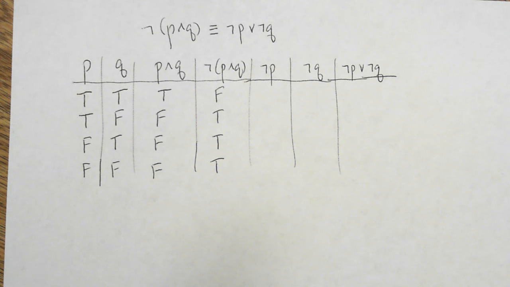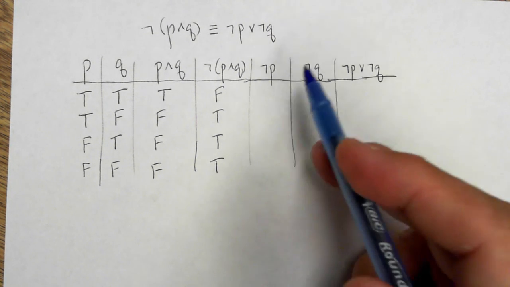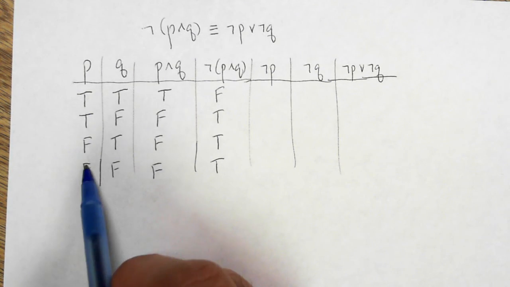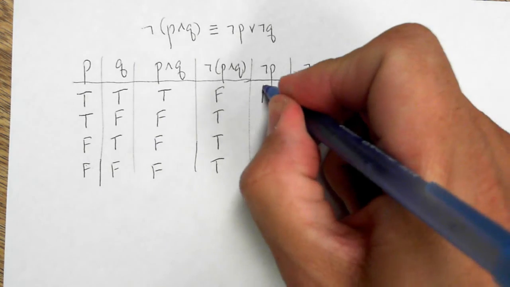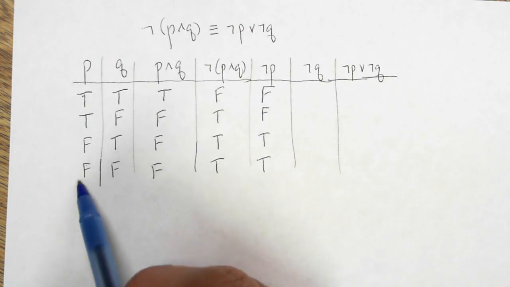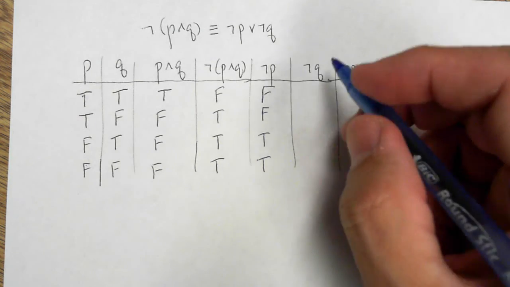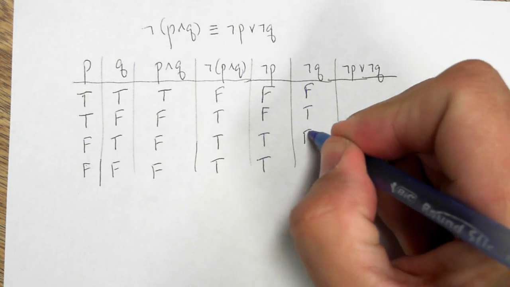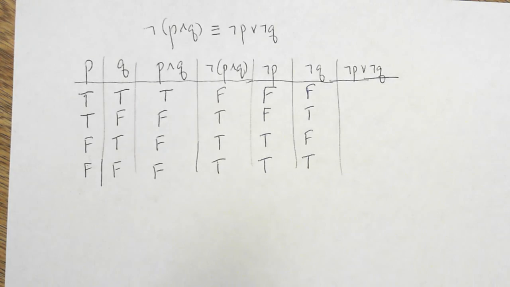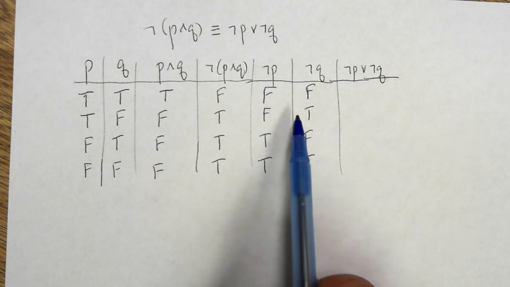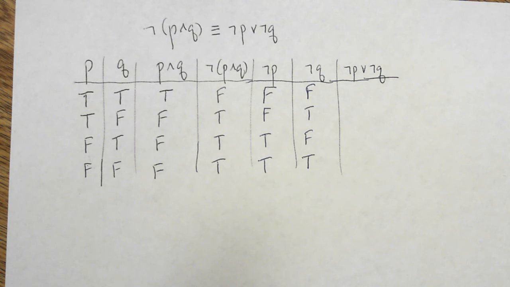Next, let me switch pen colors. Let's get the right-hand side. So not P would be the negation of P, so that would be false, false, true, true. Not Q would be false, true, false, true. And then if I take the disjunction of these two things, the disjunction is true as long as at least one of them is true.